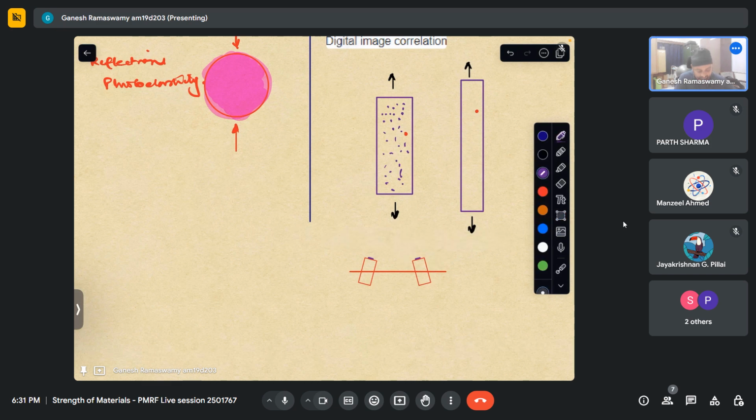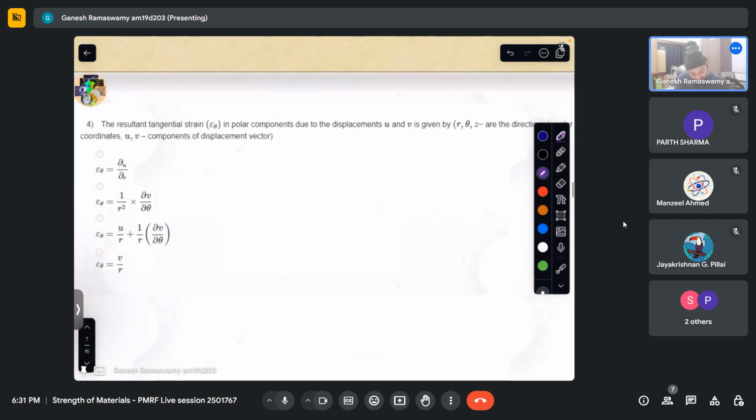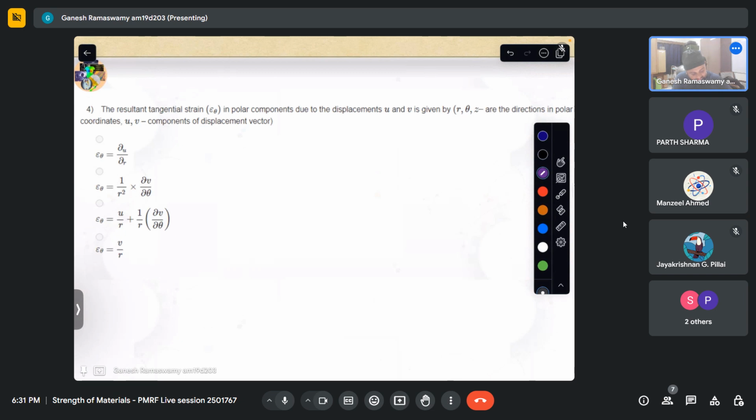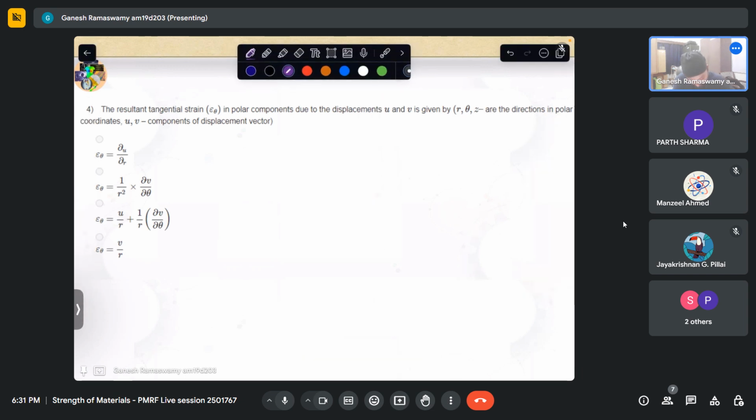So let us look at this question now. The resultant tangential strain epsilon theta theta, or epsilon theta, because it's a repeating subscript, so that is dropped, in polar components due to displacements u and v is given by what? It is in the polar coordinate system.